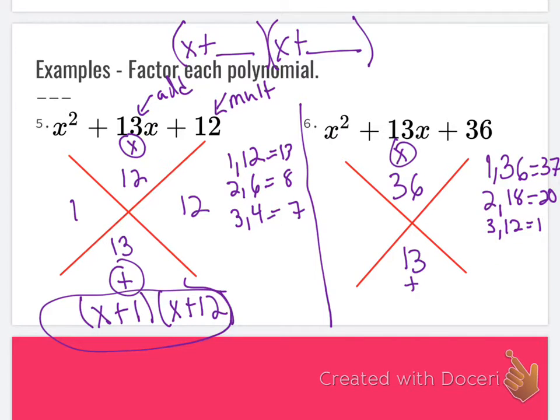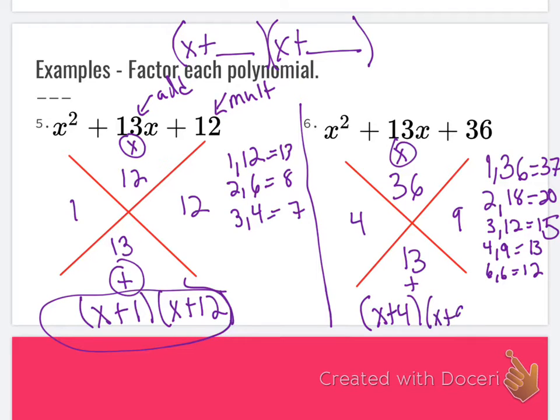3 and 12 gives me 15. And then here we have 4 and 9, which gives me 13. And then your last one should be 6 and 6, which gives you 12. So the one I need is 4 and 9. So again, it keeps that form of x plus our factor times x plus our factor. And if you double distribute it, you'd end back up to where we began.